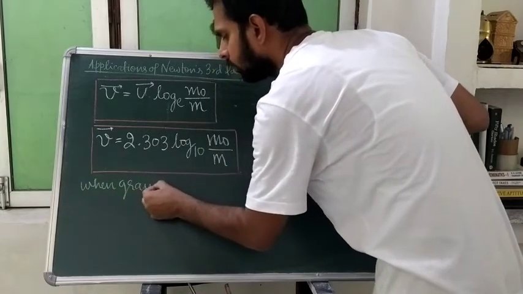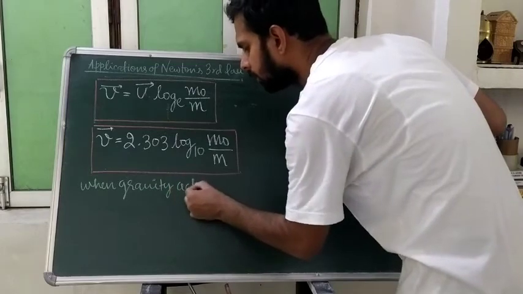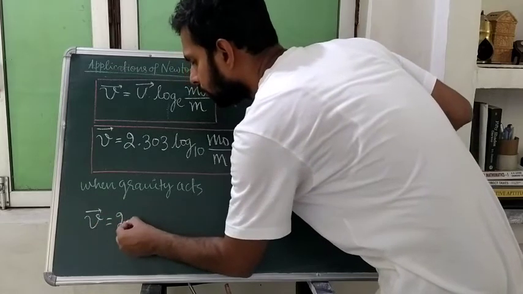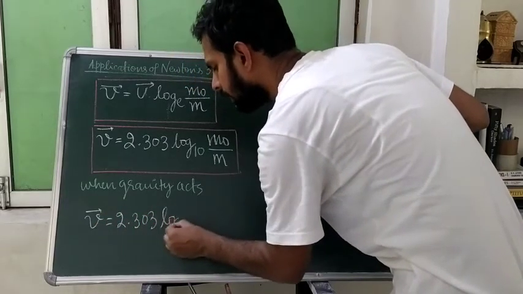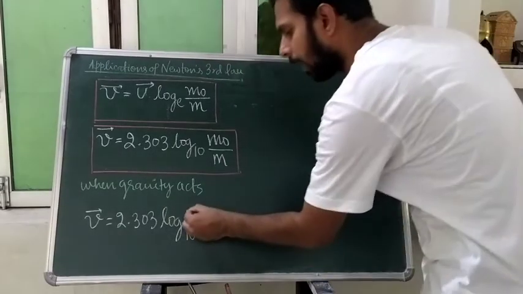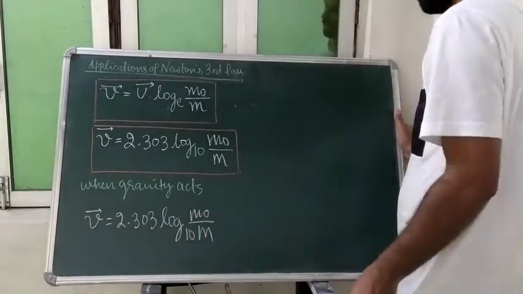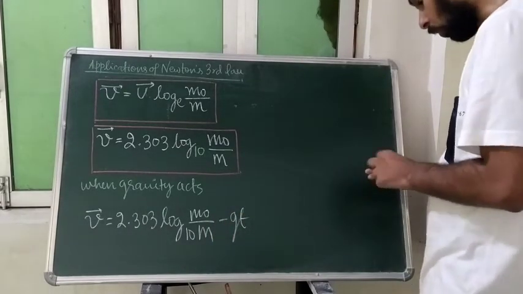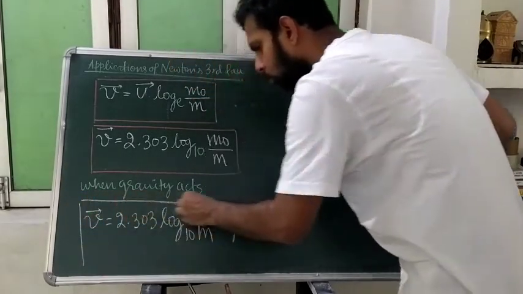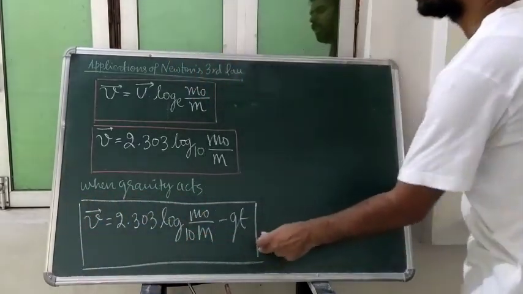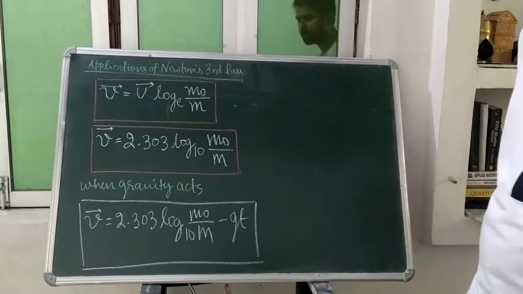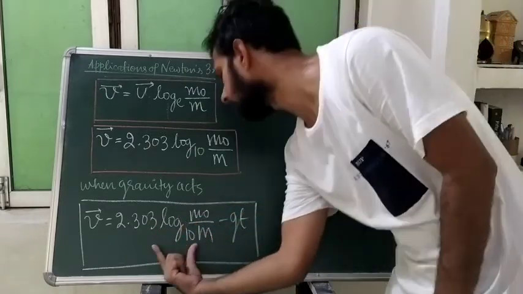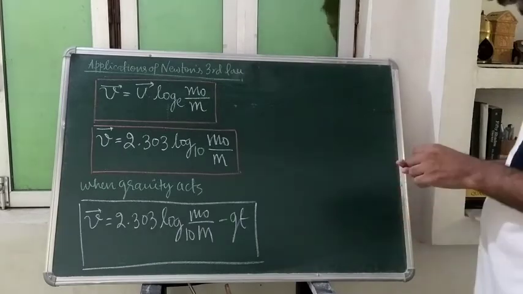so your expression will become this. Velocity will become 2.303 times log base 10 of m naught upon m, and minus of gt we will include in that. No one will do the blunder of multiplying this 2.303 to this gt. Getting? No one will multiply this 2.303 with this gt. It will be multiplied with this only. So this you will keep in your mind.